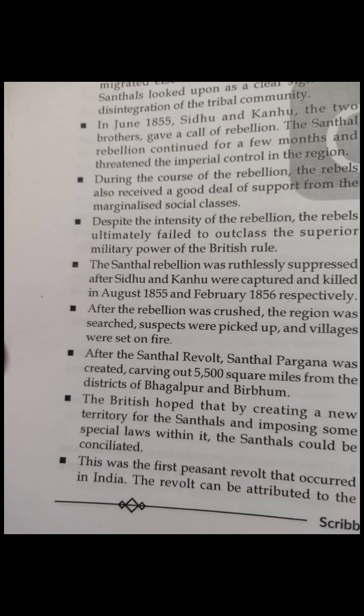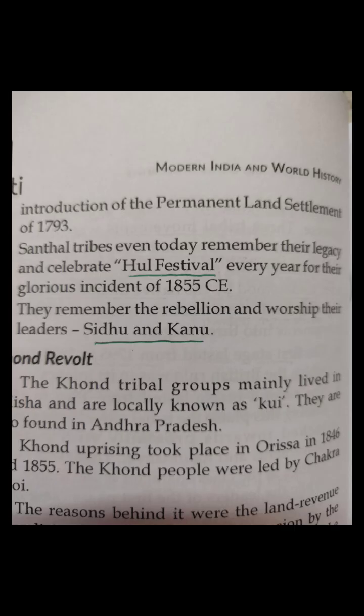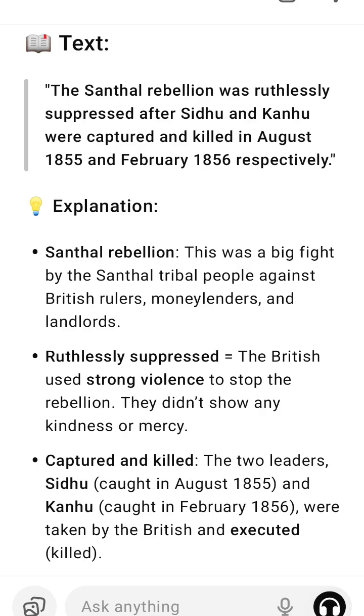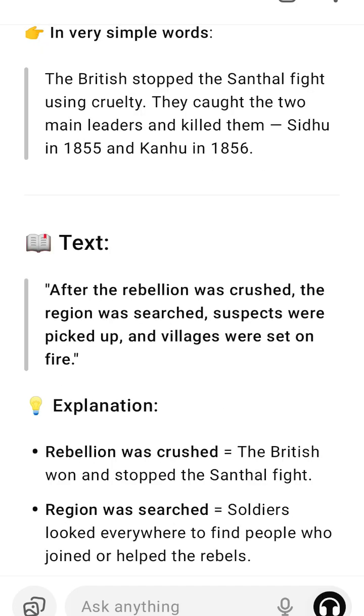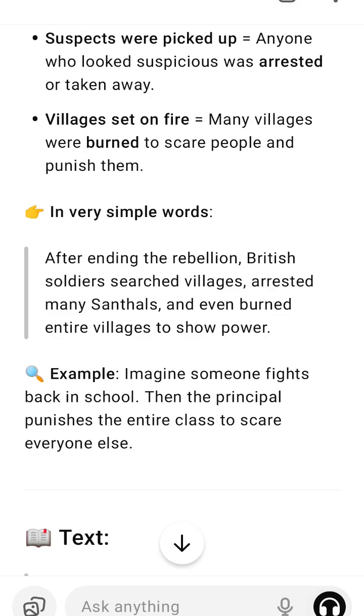Here is a great, deep, and detailed summary of the Santhal Rebellion, 1855–56, explained clearly, slowly, and in very simple words, as if you are reading the best history book written just for you. Deep, detailed summary of the Santhal Revolt, 1855–56.